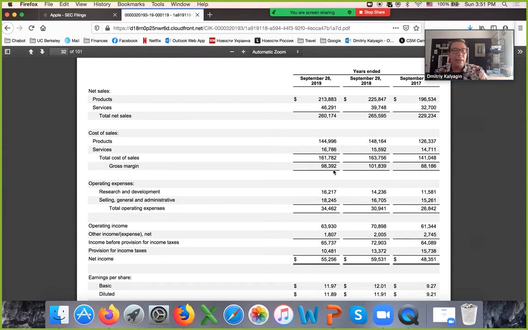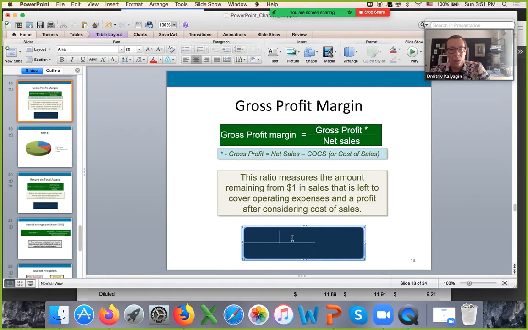So 98,392, and we're going to divide it by the same net sales that we used in the previous ratio, 260,174. When you use your calculator, you will get 38%.